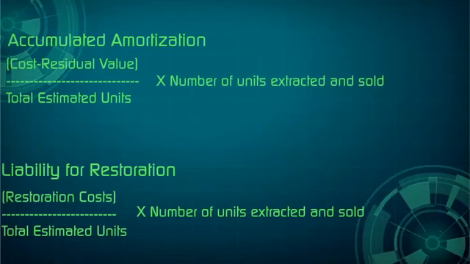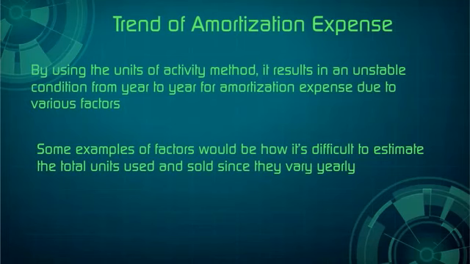Liability for restoration plus accumulated amortization equals amortization expense. This is just another way of calculating amortization expense. Trend of amortization expense. The units of activity method produces an unstable amortization expense from year to year due to various factors.